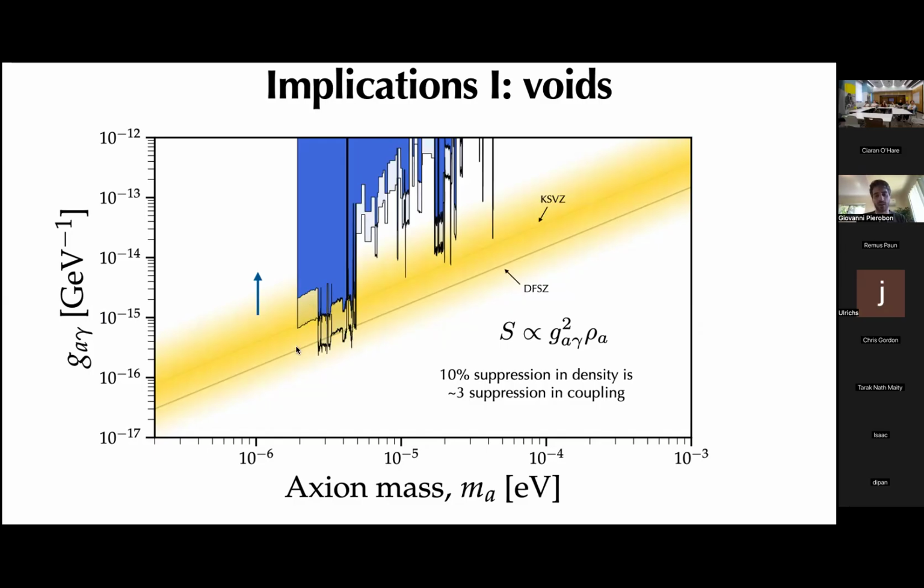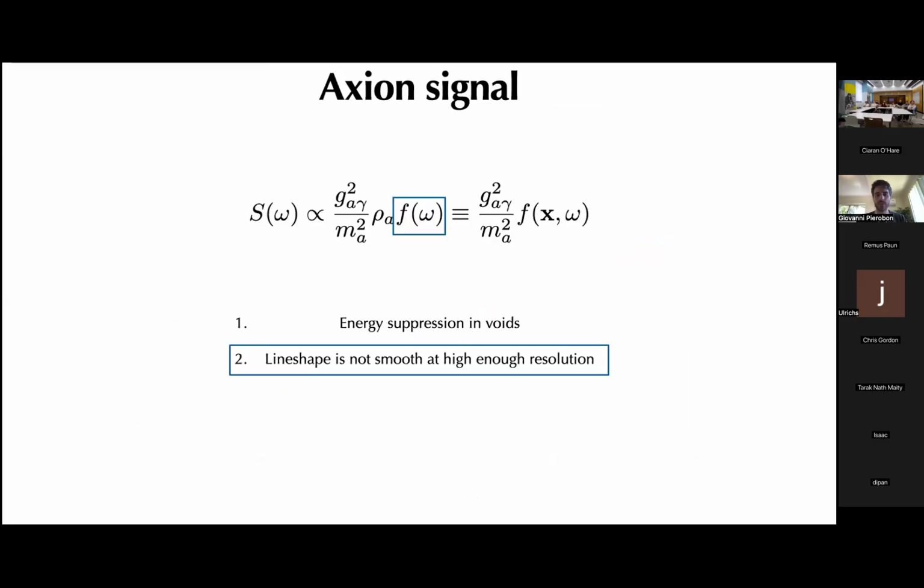So an experiment here that would exclude DFSZ, now it's really not excluding DFSZ anymore if we are in one of these voids, but it's actually barely excluding KSVZ. So yeah, this is in a way bad news for the experiments because they have less energy to extract a signal. So the nominal constraint is actually shifted upwards.